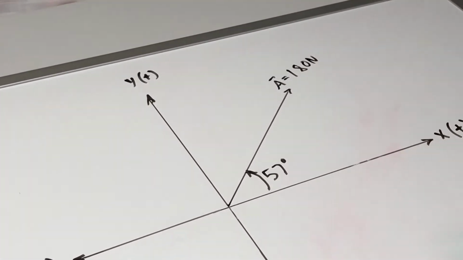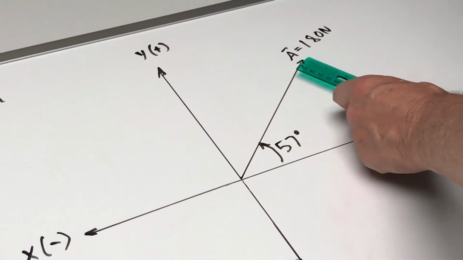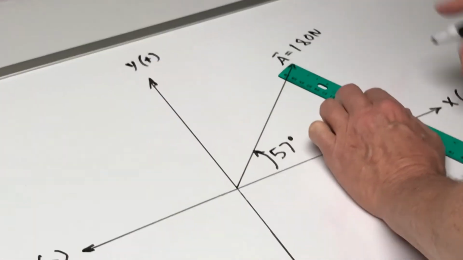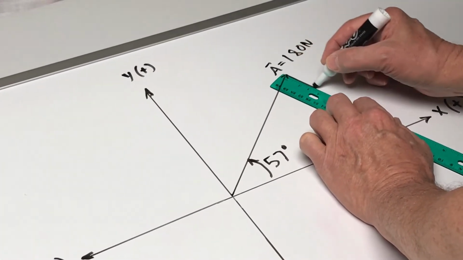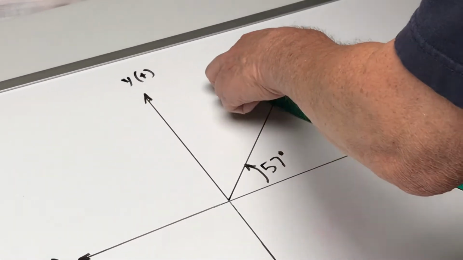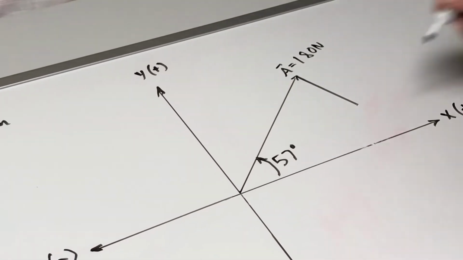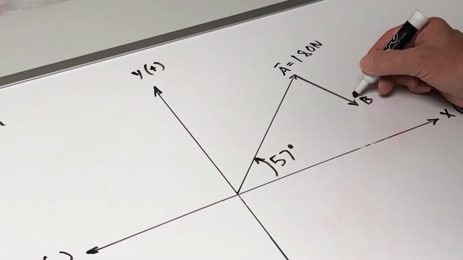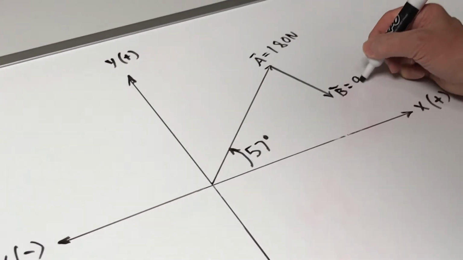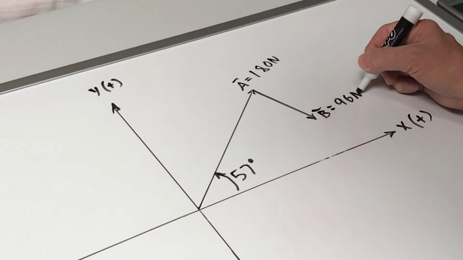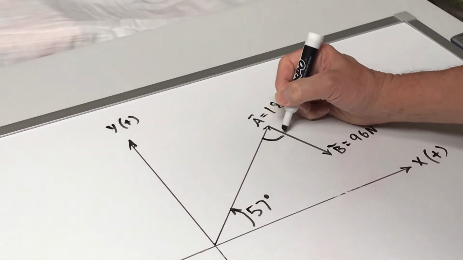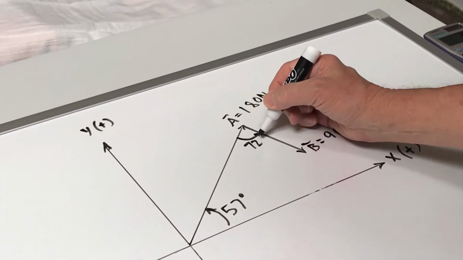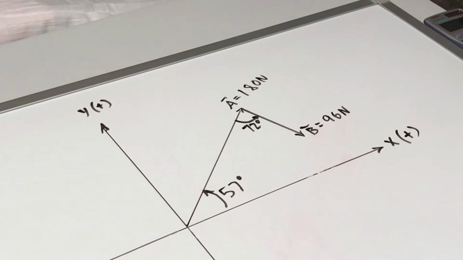And since this is the head-to-tail method, we're going to come over here and put vector B with the tail of vector B touching the head of vector A. And we're going to say that vector B is going to be 96 newtons, and that it makes an angle with the head of vector A of 72 degrees.